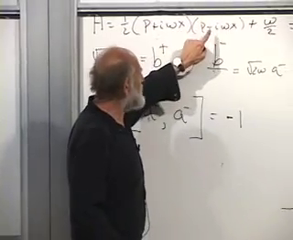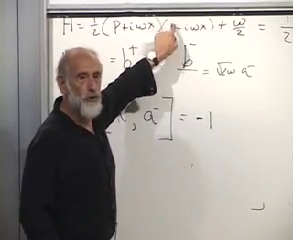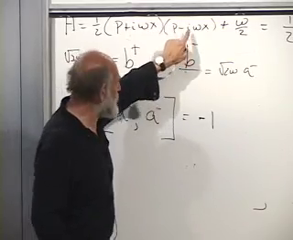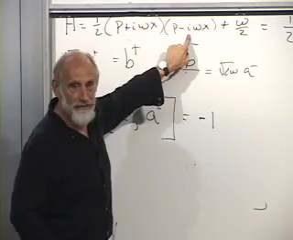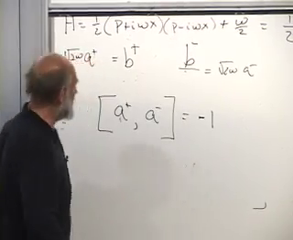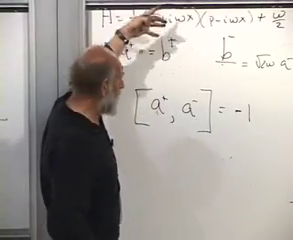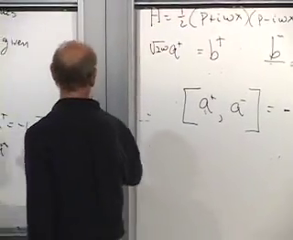There's an easy way to tell. If this is A minus, it should annihilate the ground state. Which it does. So this is A minus. End of story. So this one must be A plus, or B plus. Doesn't matter.